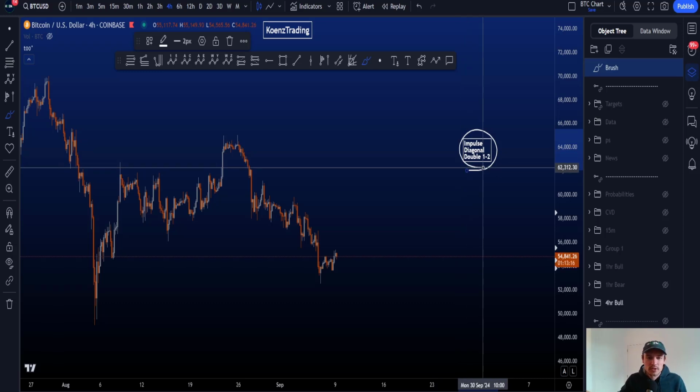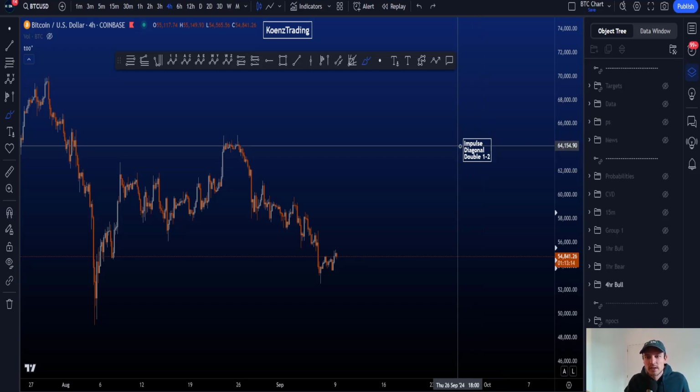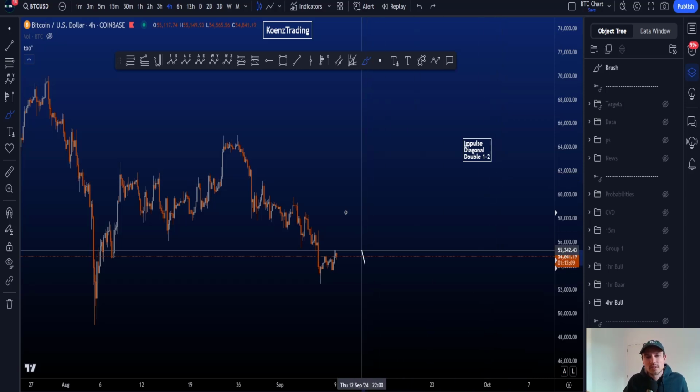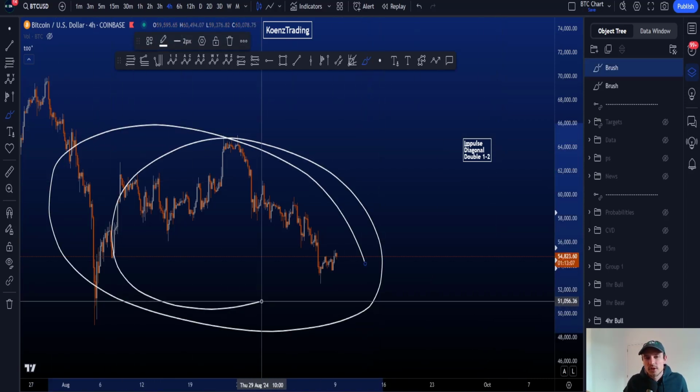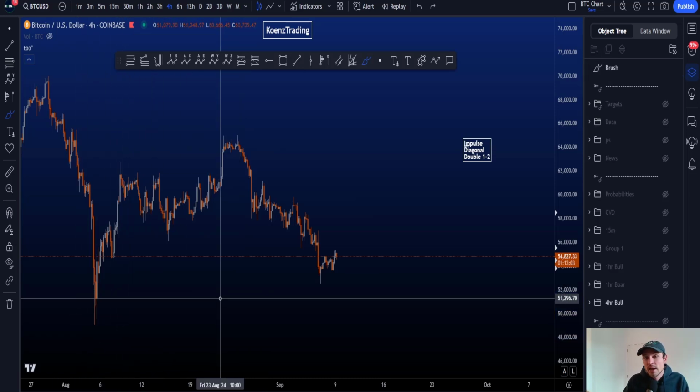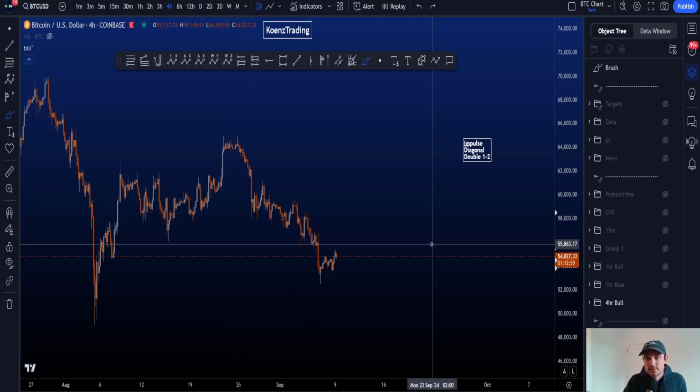So especially if you're in the beginning of your journey, try to count an impulse, diagonal, or a double 1-2, and if you can't, the probabilities are higher you're looking at a corrective structure, meaning probabilities are higher for price to take out the low, even without you needing to know what the corrective structure is.